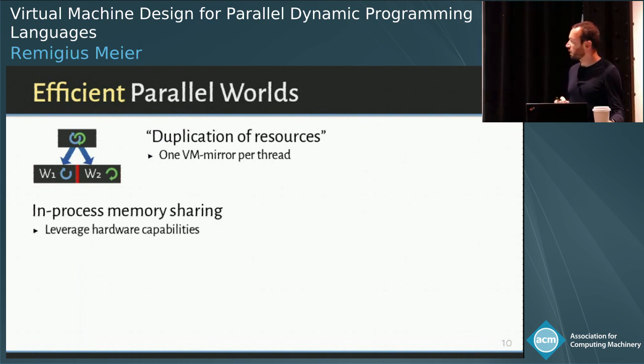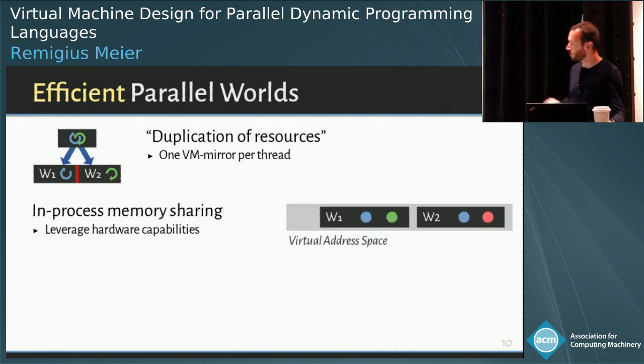Well, we try to make this efficient by doing in-process memory sharing through leveraging hardware capabilities. And this looks something like that. We have the virtual address space of the process, and we place our worlds in this virtual address space somewhere.